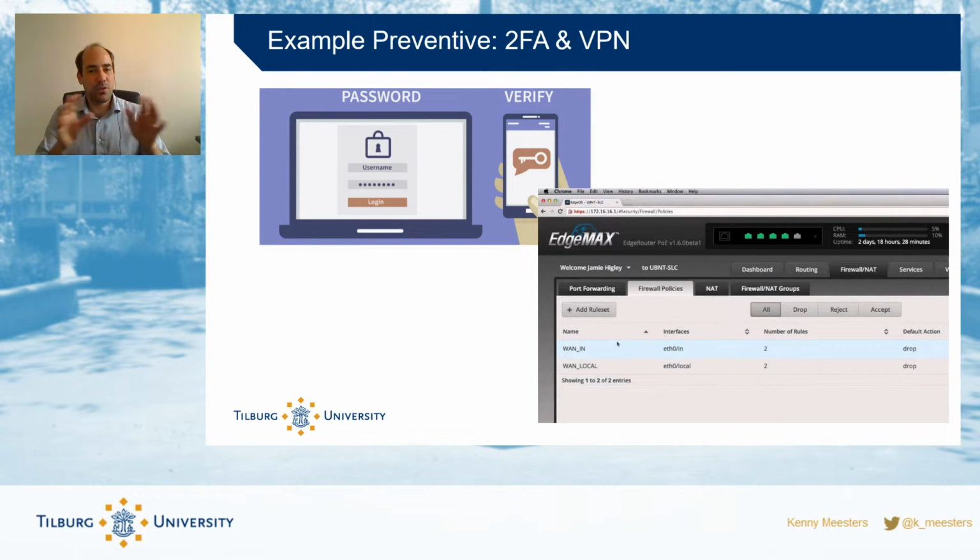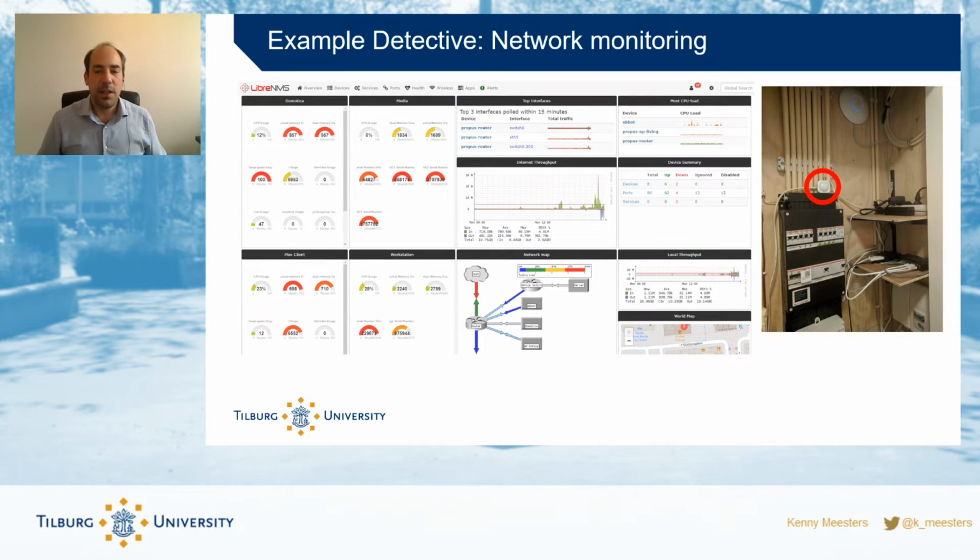So those options are all ways to prevent people from accessing the system. That's why we call them preventive measures. Let's look at the next one, which is detective. How do we make sure that once people are in, we know that they're in the system and they're doing things? Well, one of the ways to do that is to use network monitoring.